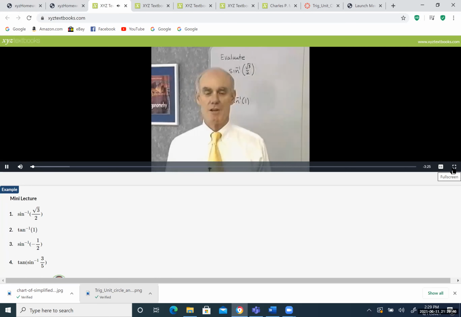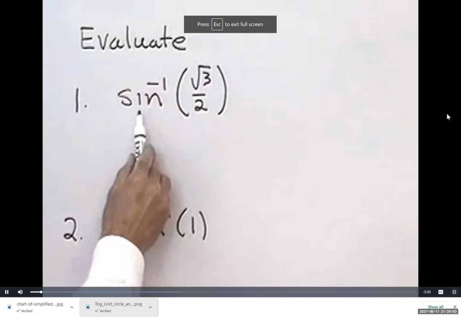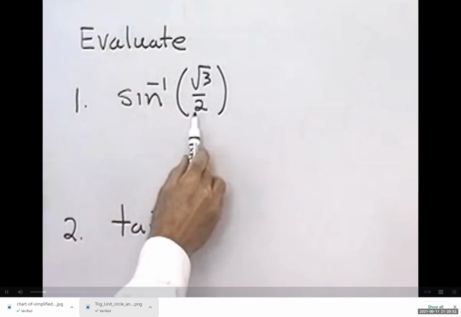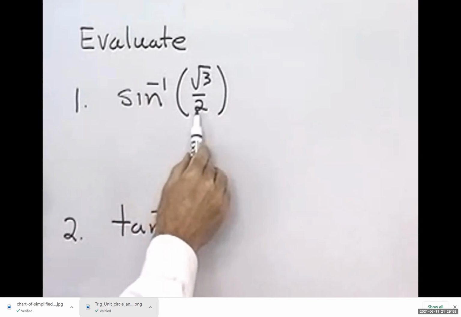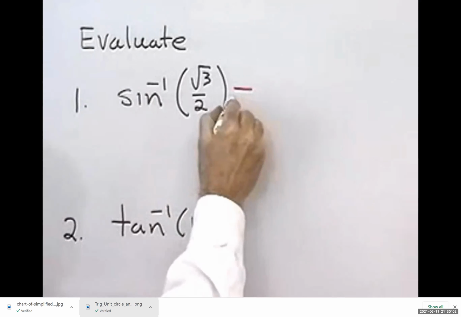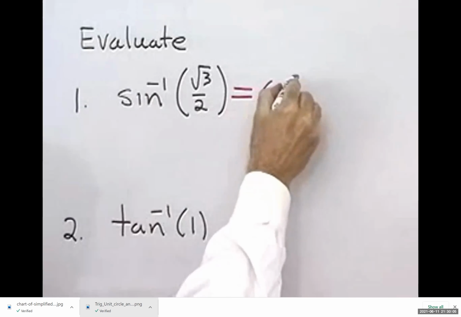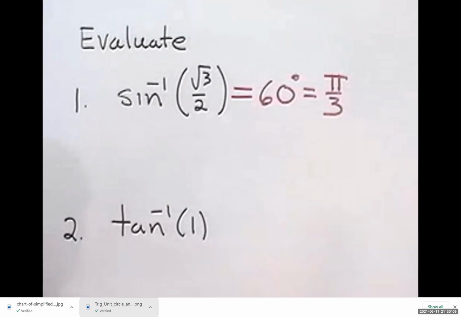Let's look at some problems that involve inverse trig functions. Our first one says evaluate inverse sine of square root 3 over 2. Now this notation stands for the angle between -90 and +90 whose sine is square root 3 over 2. So if we say that to ourselves, we know that this angle must be 60 degrees in degree measure, or pi over 3 in radian measure.